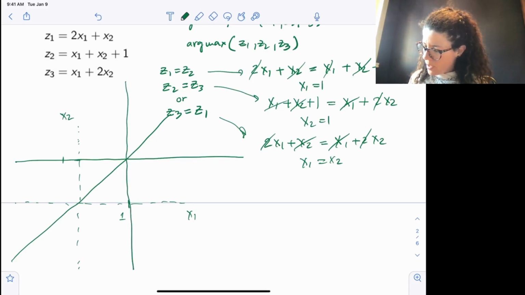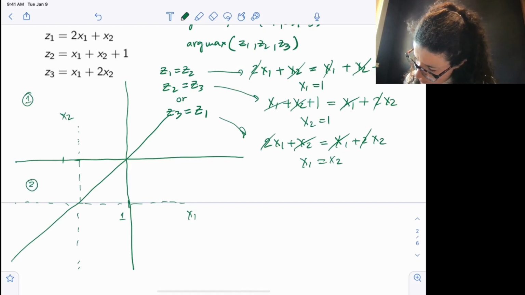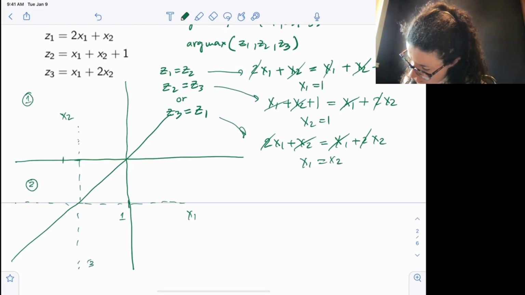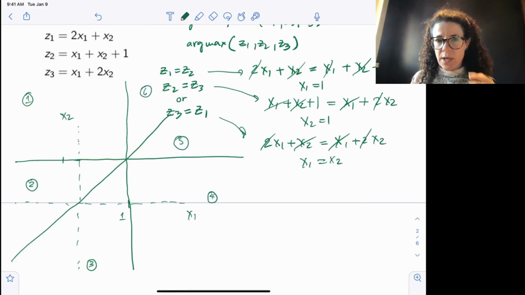Okay, so we have several regions. Let's call this region 1, region 2, region 3, region 4, region 5, and region 6. Because of the argument we were talking about before, if we take any point in those regions and compute z1, z2, z3, we take the maximum.